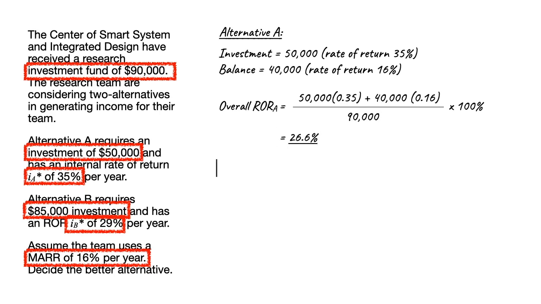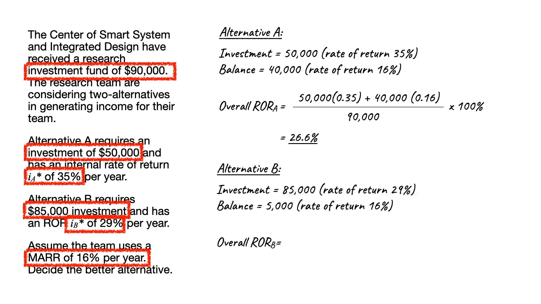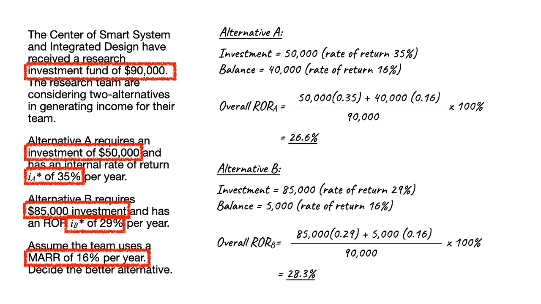If you repeat the calculation for Alternative B, we will get an overall rate of return of 28.3%. If you compare both values, it seems like Alternative B offers the better alternative as it has a higher rate of return. Even though its investment rate is not as high as Alternative A, we look at the overall rate of return.